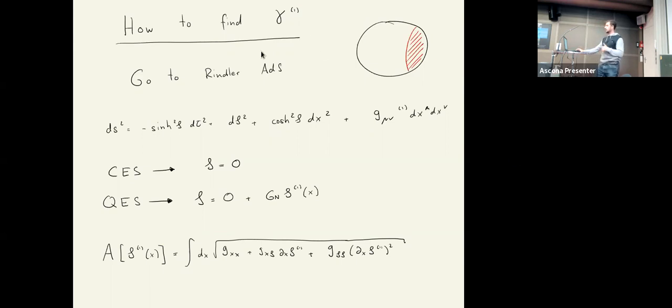So now, how do we find the location of the surface? The easiest way to do that is to go to Rindler coordinates in AdS. So here's the AdS Rindler metric. It covers the red region of the geometry here.